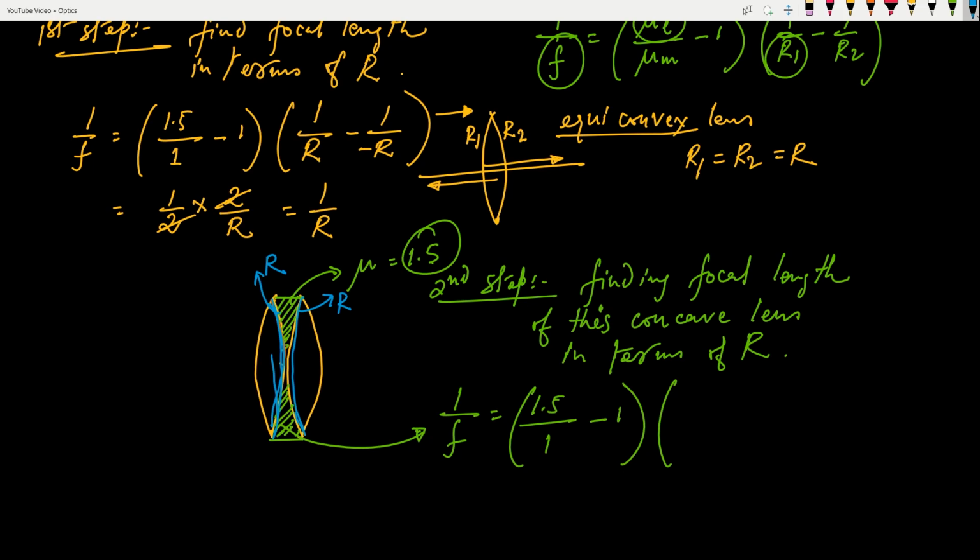I hope this is clear. If you just pause this video and think, it will be clear for you. So this can be written as 1 by r1 minus 1 by r2, which is also r.